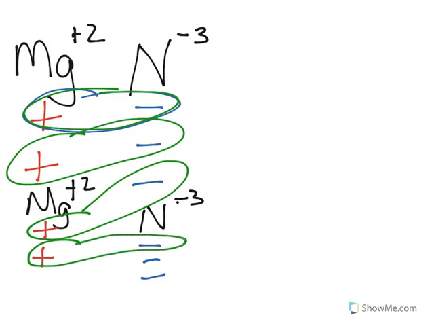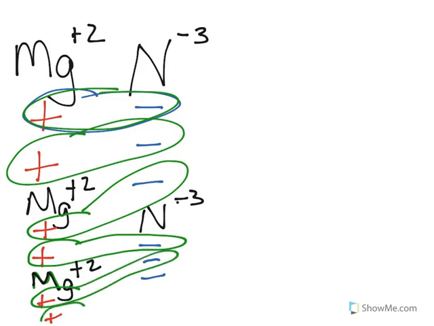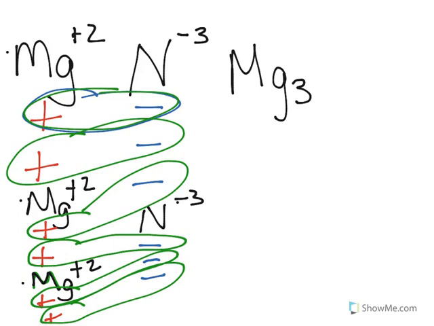What are we going to do? Have to add another magnesium. Magnesium +2. Ready? Plus, plus. Now, at long last, we are all even. So the formula for this compound is magnesium, 1, 2, 3, Mg3, nitrogen, 1, 2, N2.